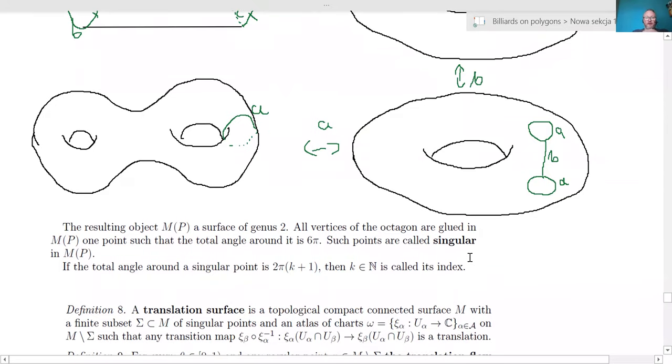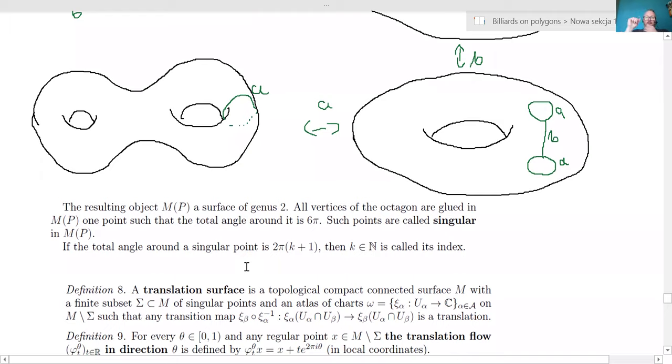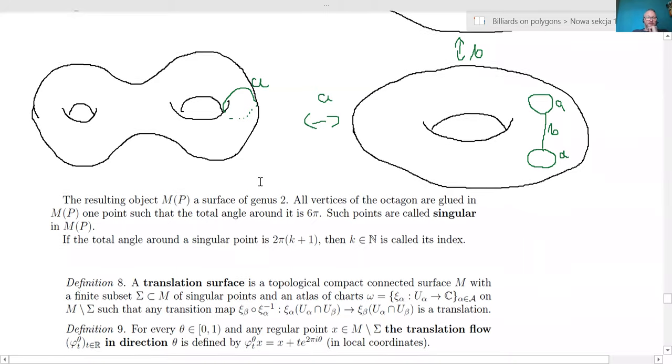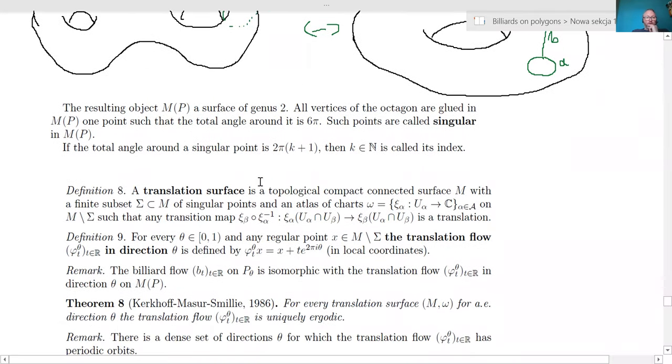And they are called singular points. Otherwise, if the total angle around a point is equal to 2π, we say that it is a regular point, and most points are regular. And now we are prepared for the definition of a translation surface.